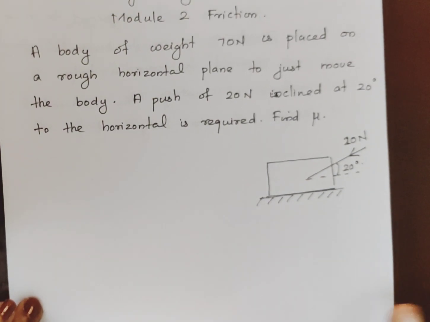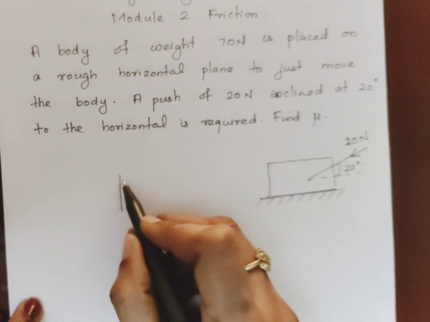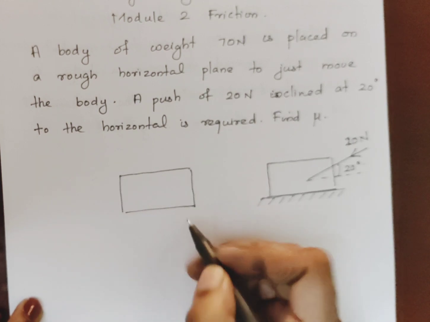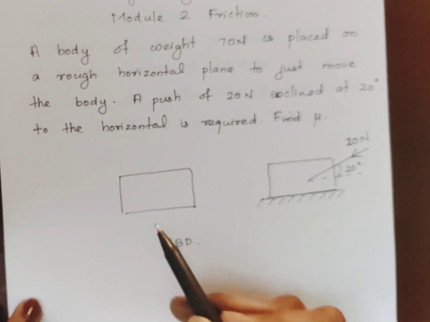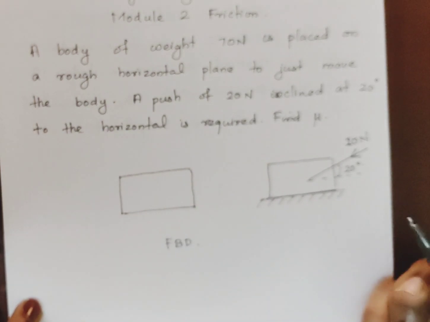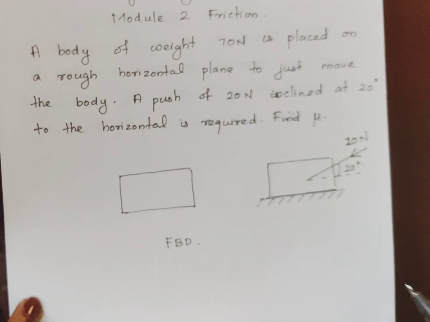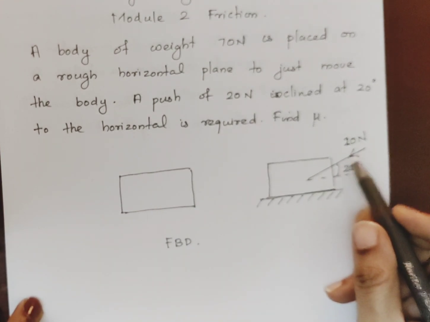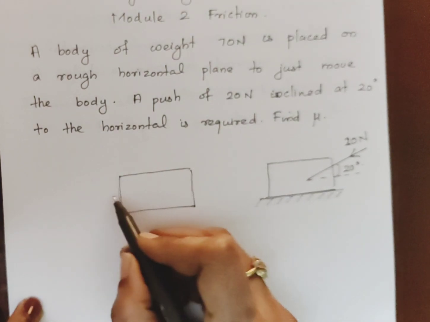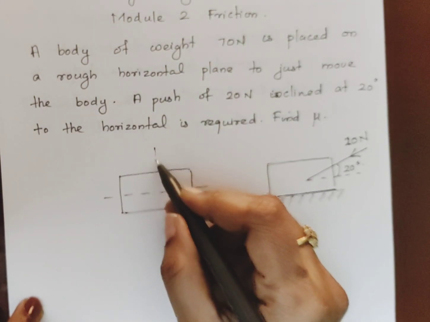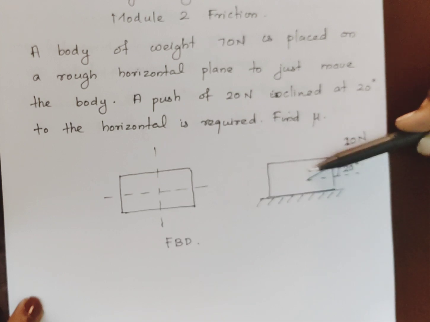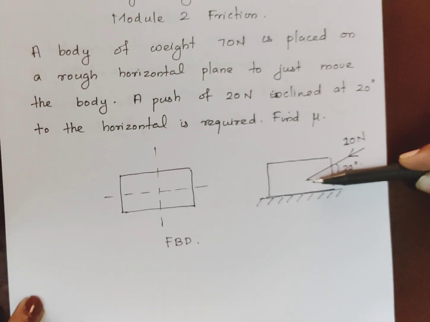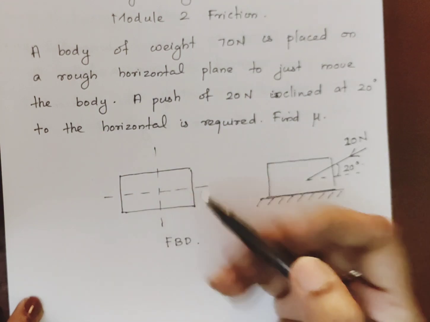So now the first step is you have to draw the free body diagram. In the free body diagram you have to remove the block from all its connections and draw all the forces acting on the body. So here 20 Newton is a push. So the x component, this is your x-axis and this is your y-axis. So x component of this force is 20 cos 20 degrees. So angle is made with x-axis.